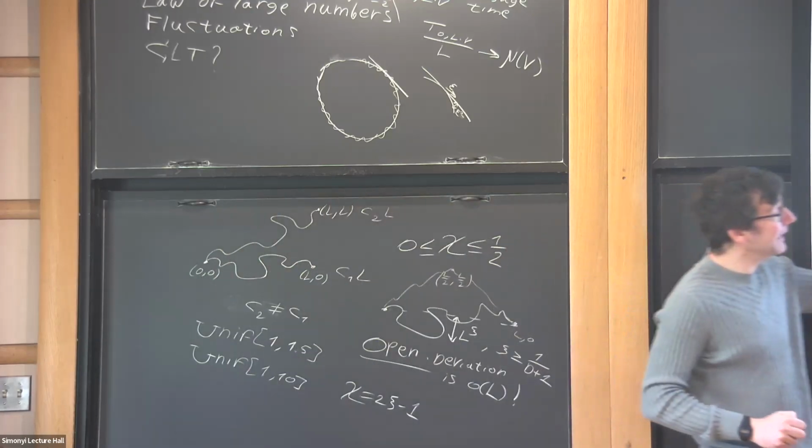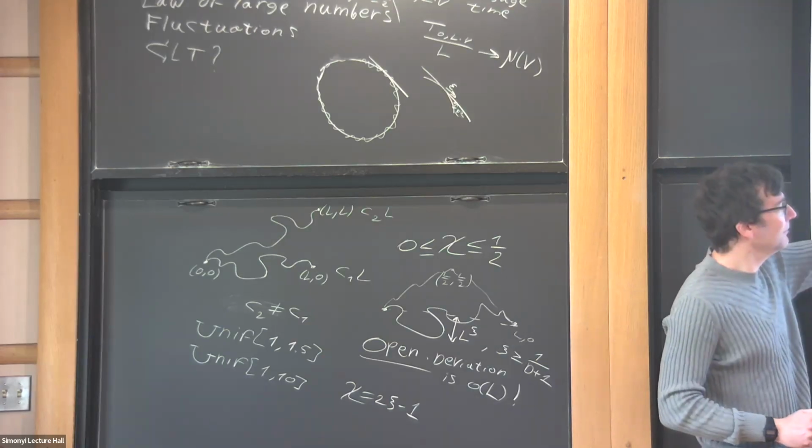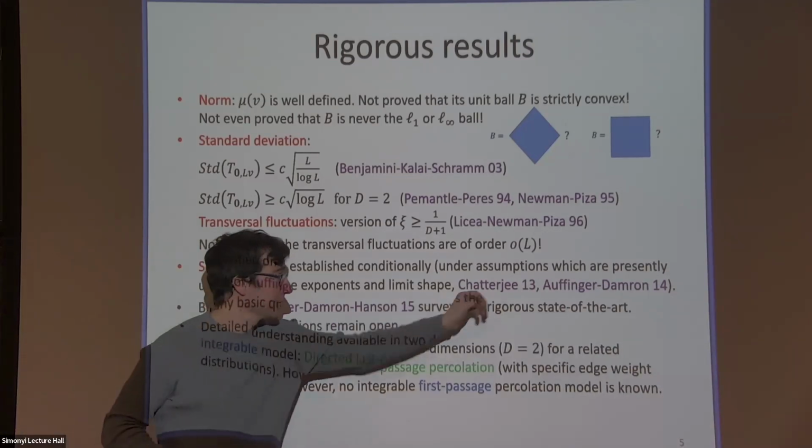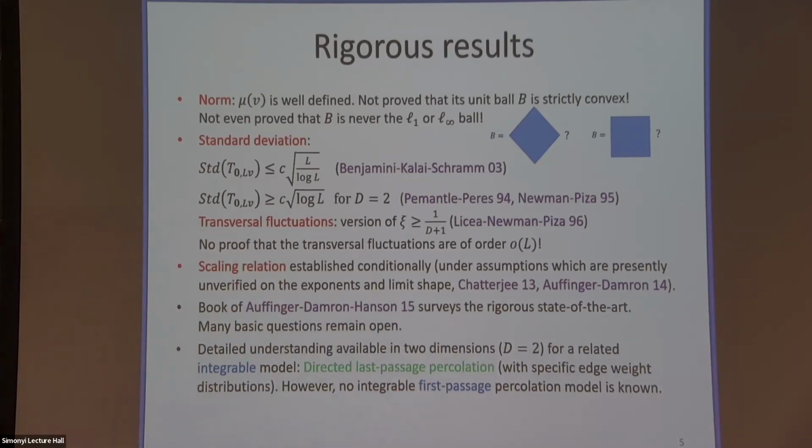Well, we have conditional proofs of it. If you assume that the exponents exist in a very strong sense, then you get it by Chatterjee 13 and Auffinger-Damron 14. But those are conditional proofs. Okay, so the situation is very poor. But still, I wanted to emphasize these open questions and tell you about some results.